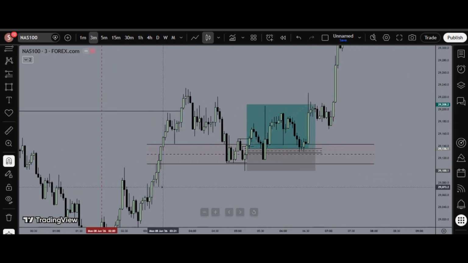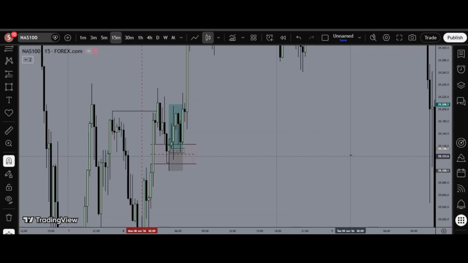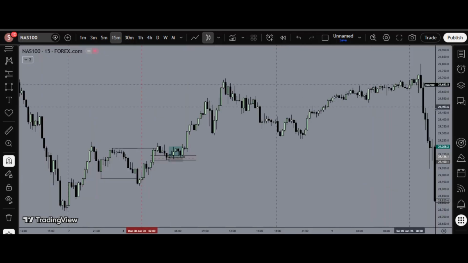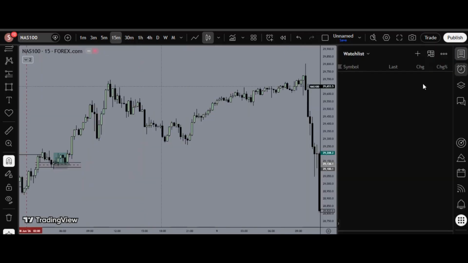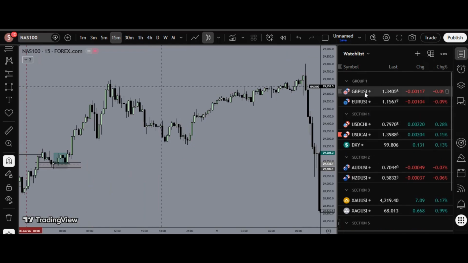Super easy and simple. Backtest this strategy, guys. Go to your chart and backtest it. 15 minutes time frame, 3 minutes. 15 minutes for your structure, break of structure and fair value gap, and then 3 minutes for entry. Now let's look at the last example. Let's look at the last example. That will be GBP USD.